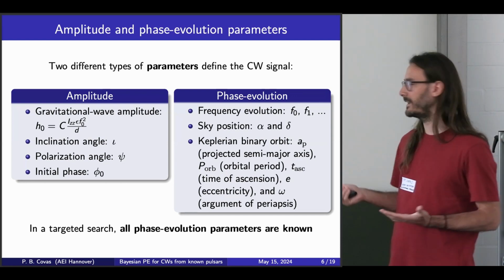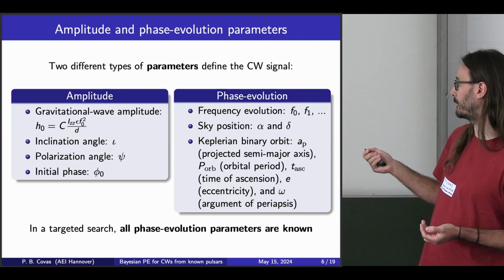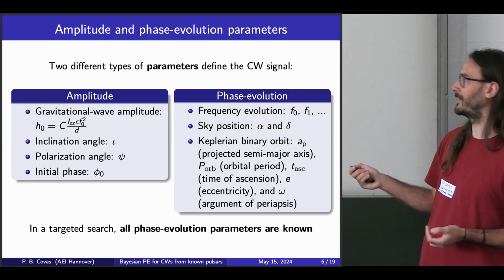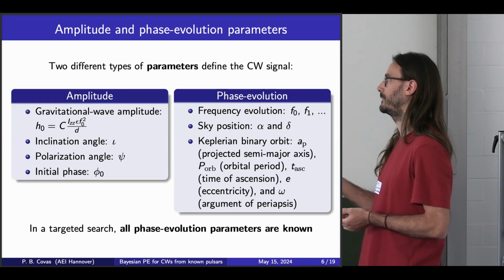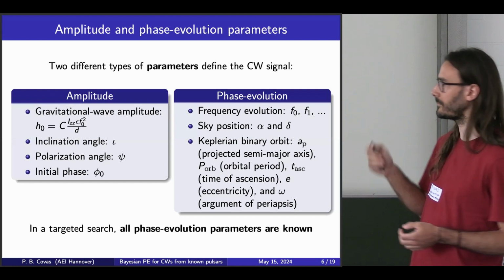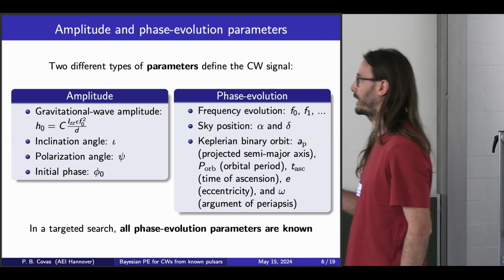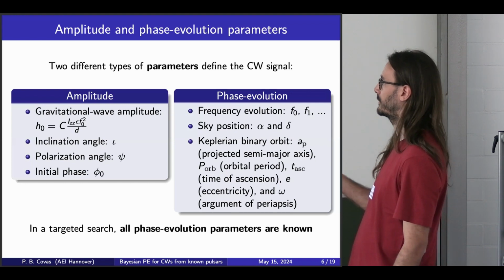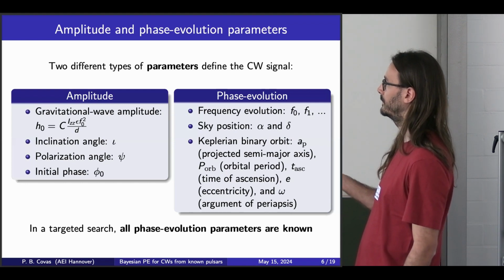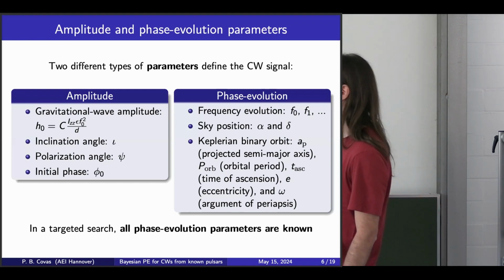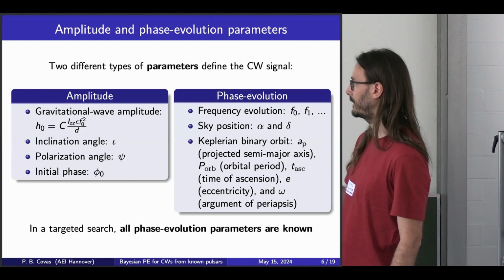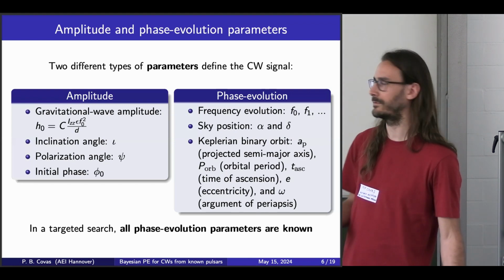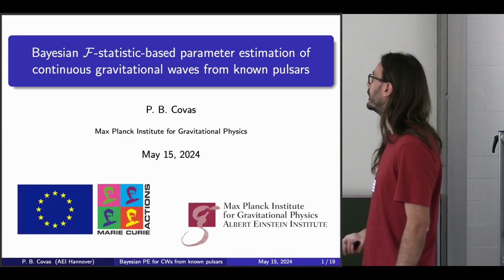As I was already saying, in a targeted search, all of these phase evolution parameters are known, and we only need to focus on the four unknown amplitude parameters, which define the signal. So we have the gravitational wave amplitude, which we already talked about in previous talks, the inclination angle iota, the polarization angle psi, and the initial phase of the signal, phi 0.